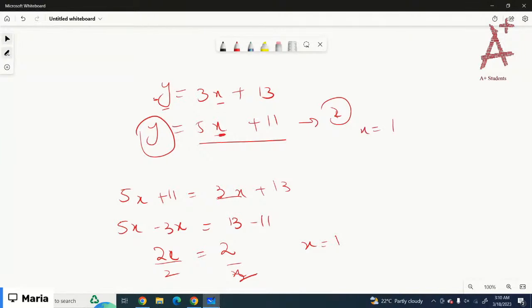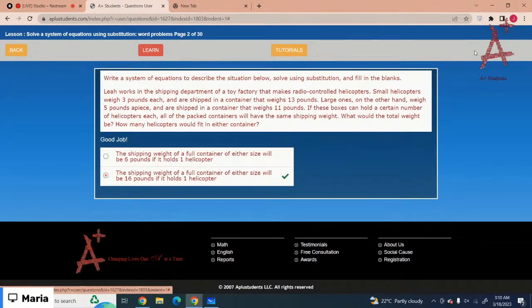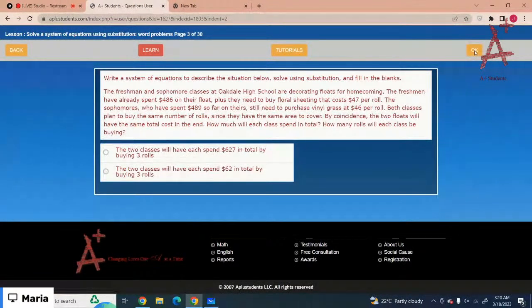Replace the x with 1. It would be y equals 5 times 1 plus 11. So y equals 5 plus 11, which is 16. That means the shipping weight of a full container of either size will be 16 pounds if it holds one helicopter each, one of the smaller helicopters and one of the larger helicopters. So it weighs 16 pounds. The second option is the correct one. Let's just move on to the next question.